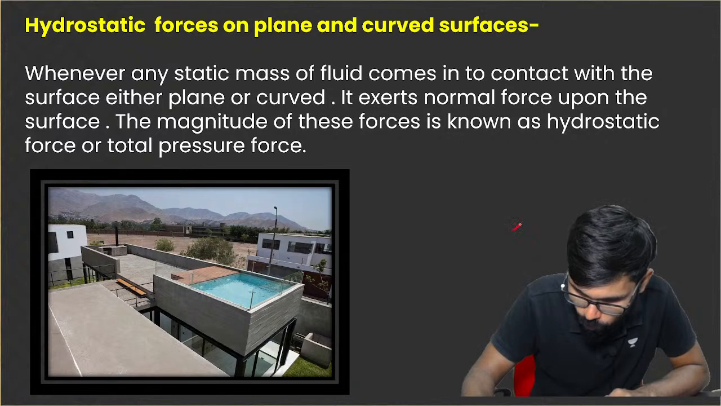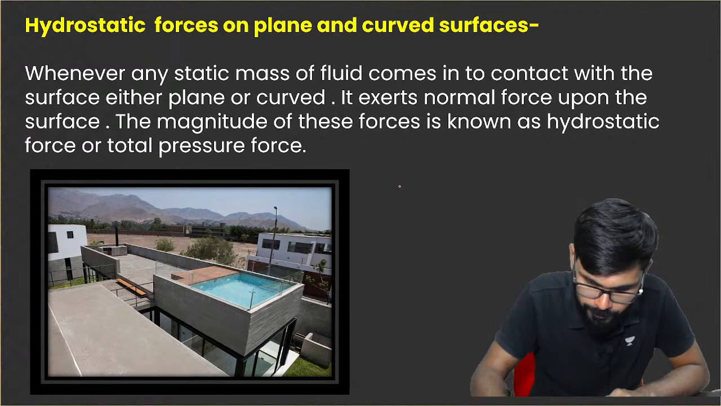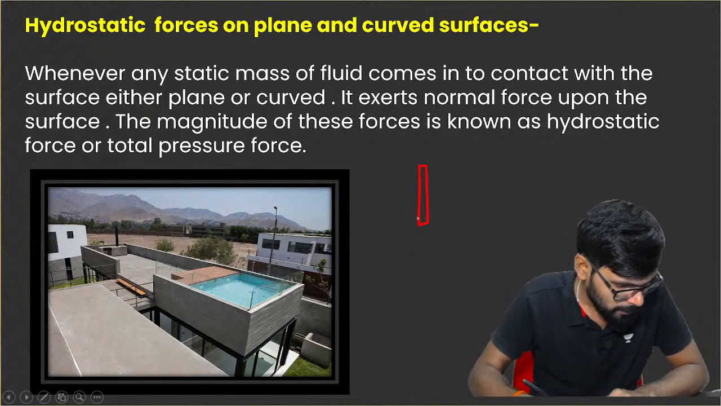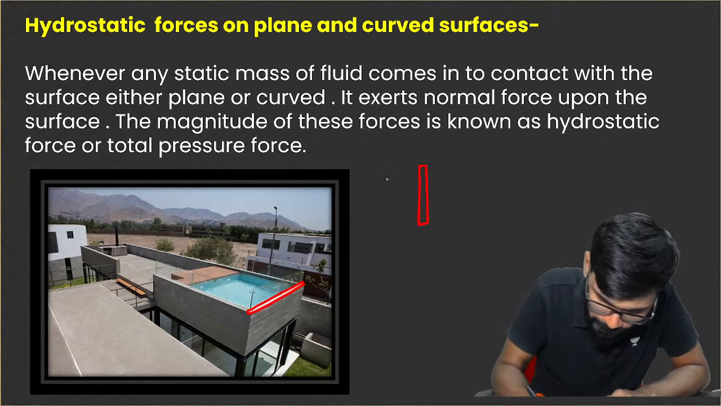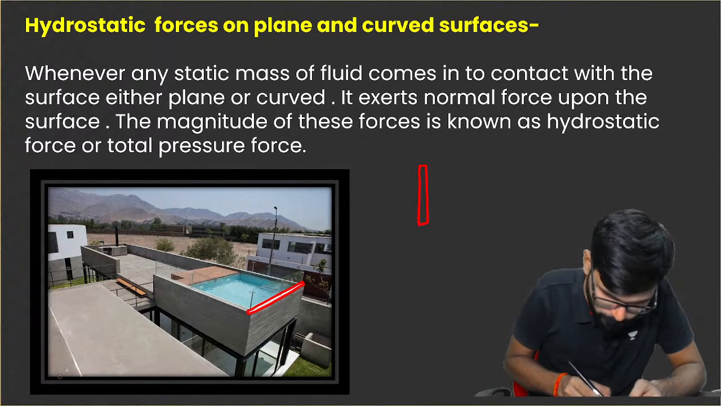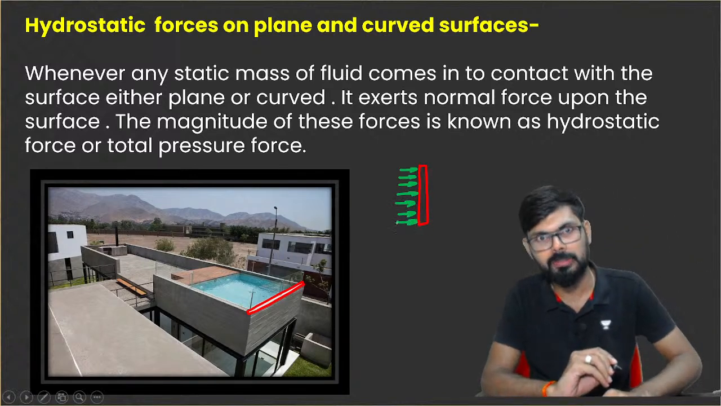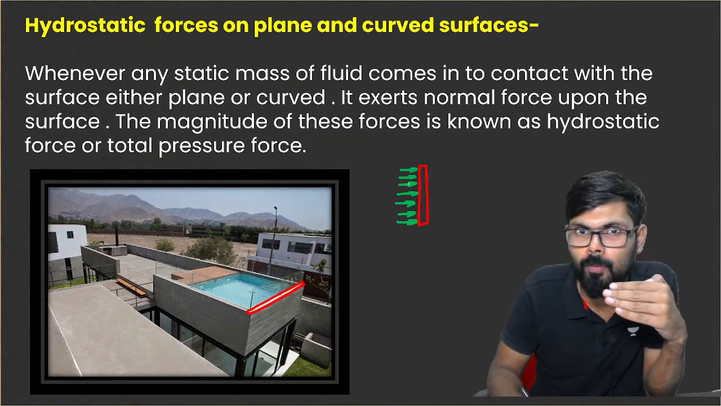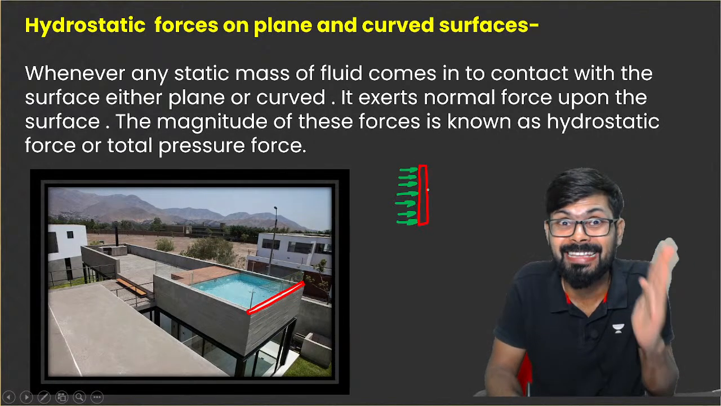So you can see that suppose this is a wall, right? I will draw it like this. This is one of the walls, and here the fluid is going to exert some force or pressure. Clear, beta? So it is exerting some force or pressure. This force you must know. If you don't know about this force, you will make a mistake. And you can see that this wall is a plane surface.